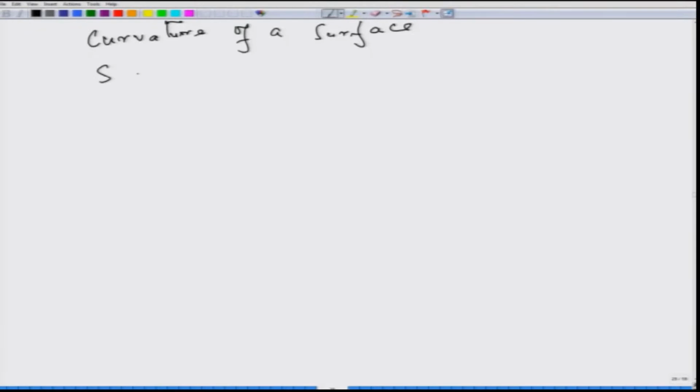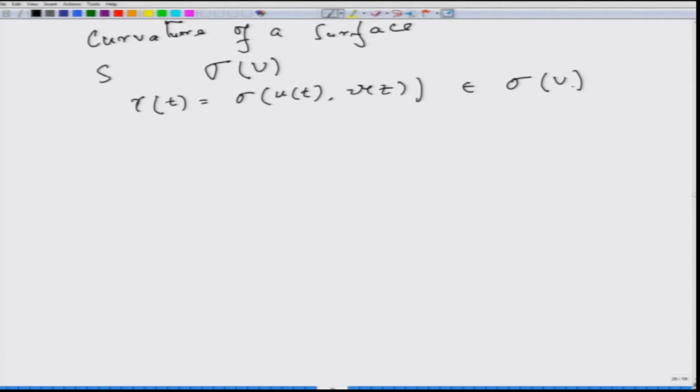So let us take a surface S, let us take a surface patch sigma(u, v) on it, and let us take a curve gamma(t) = sigma(u(t), v(t)) on this surface patch. Okay. And we will always take unit speed.